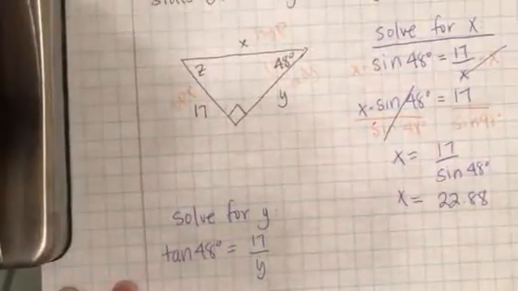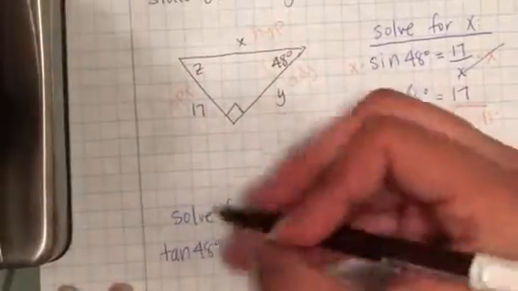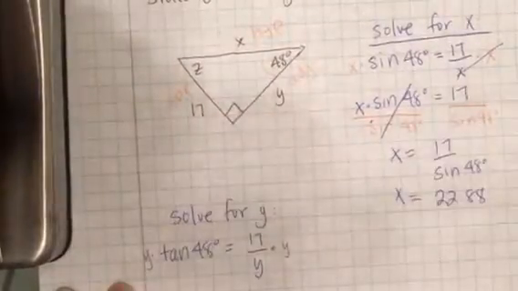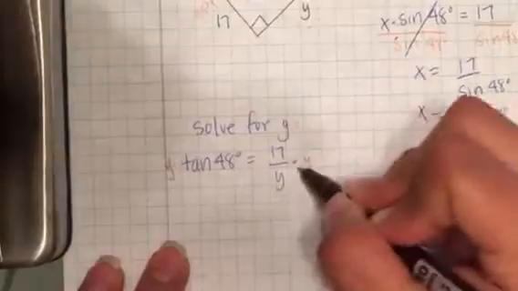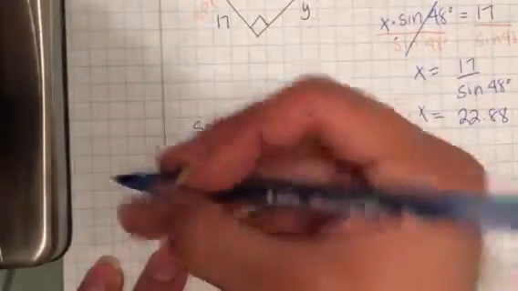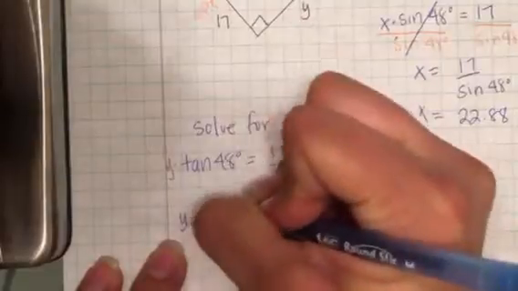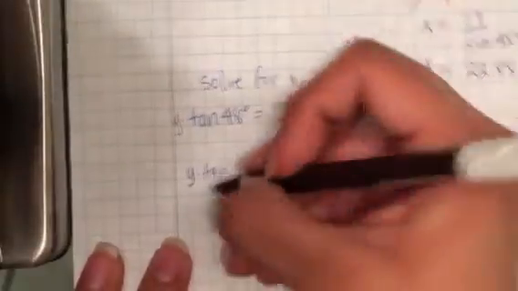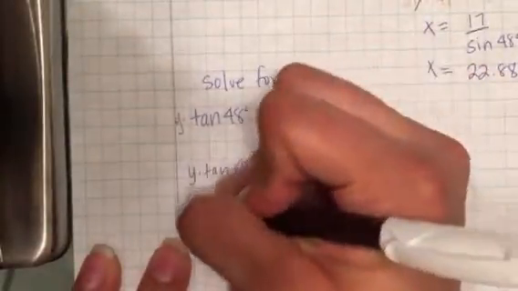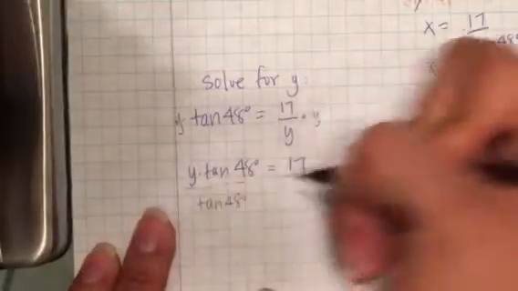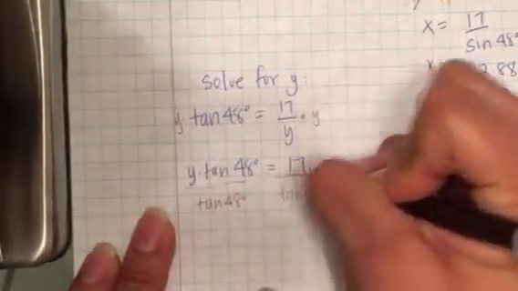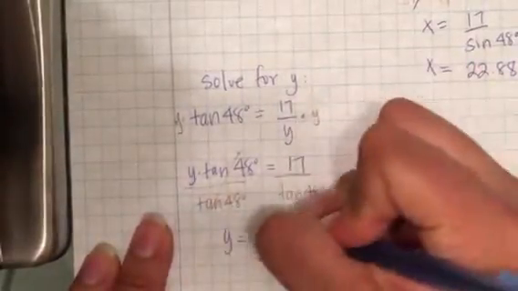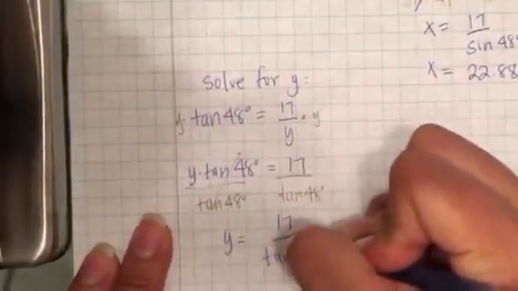Again, when I have that, what are you going to do? You're going to multiply both sides by y, right? When I do that, these cancel out, and you are left with y times the tangent of 48 degrees is equal to 17. Again, what are you trying to do? You're trying to leave y by itself because you're trying to figure out what that value is. So in order to do that, divide by tangent of 48 degrees on both sides, because you want that to cancel out. And you're left with y equals 17 over tangent of 48 degrees.